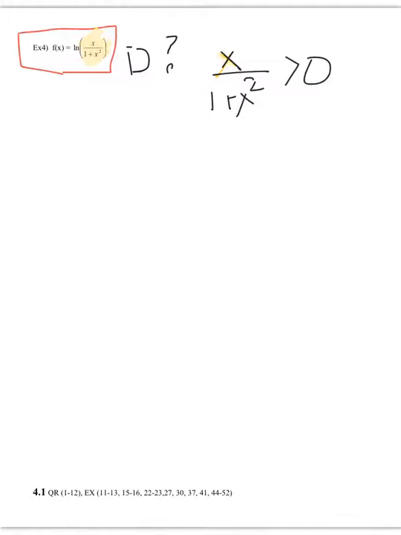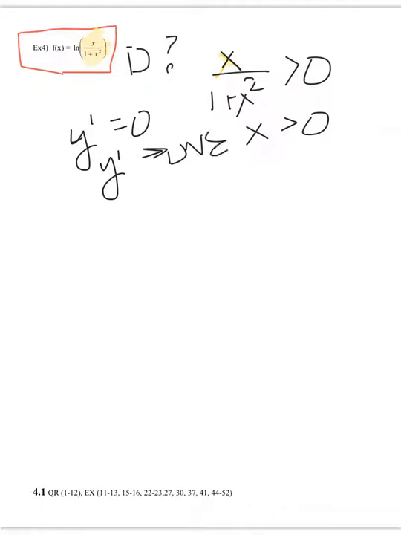So what makes this ratio equal to 0 is 0. So simply you can multiply both sides by 1 plus x squared. But my answer to that for the domain is x has to be greater than 0. So once again, I do not have any endpoints, but we're going to be looking to see where y prime is equal to 0. We're going to be looking at where y prime does not exist.